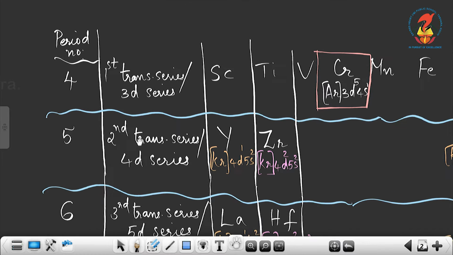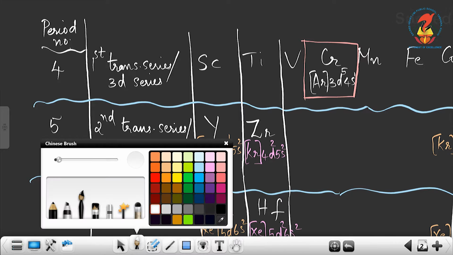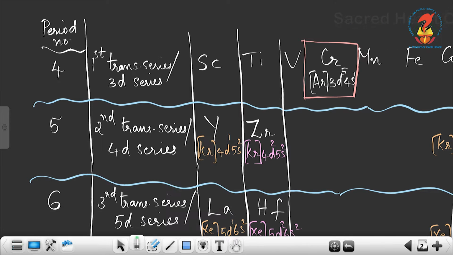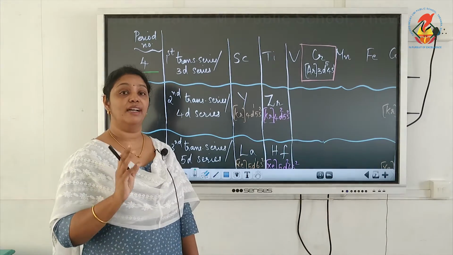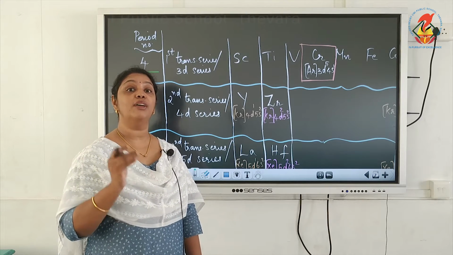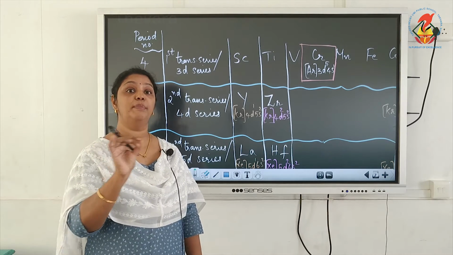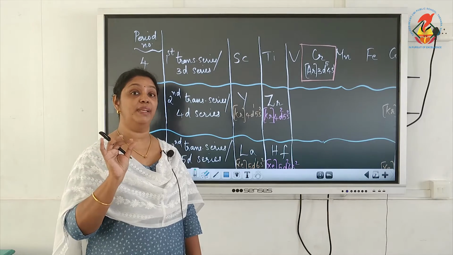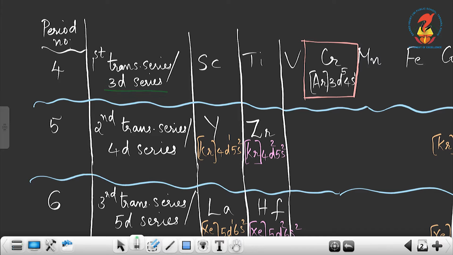Now, I have written here a table. In the first column, we can see the period number. Second column, the name and the elements. Now, period number 4, I told you the D block element starts from period number 4. In period number 4, we have 3D orbitals getting filled. So, we can call the D block elements in period number 4 as first transition series or 3D series.